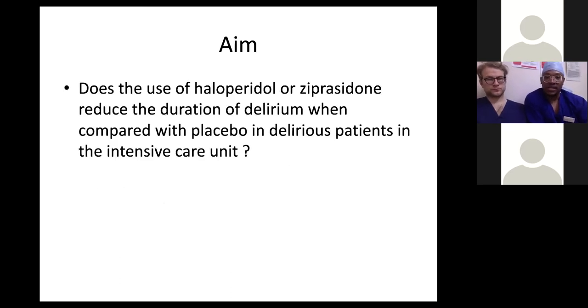So this study, MIND-USA, aims to try and come up with evidence to suggest whether haloperidol or ziprasidone, which is an atypical antipsychotic, reduce the duration of delirium when compared with placebo in delirious patients in the intensive care unit.